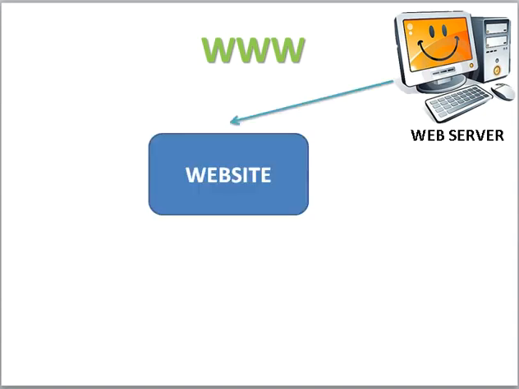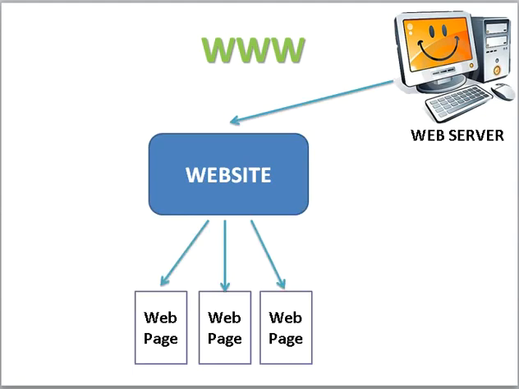So, looking at the World Wide Web, how do we get these web pages? How do we see that on a computer? First of all, those web pages have to be stored somewhere. And the web pages are stored on the web server. The web server stores a website. And what's a website? A website is a set of related web pages.